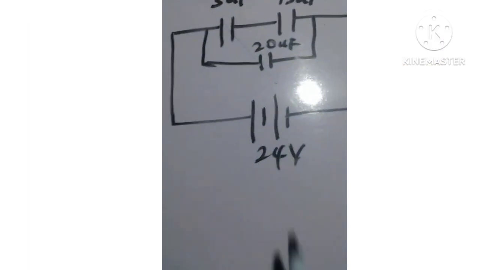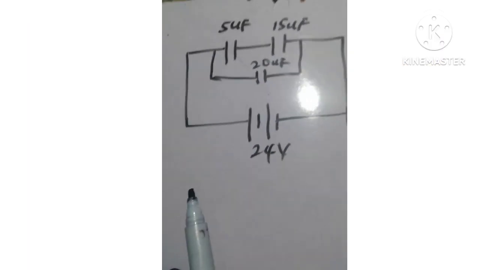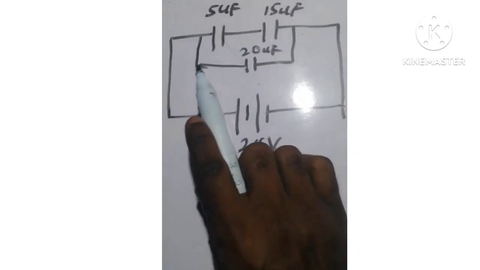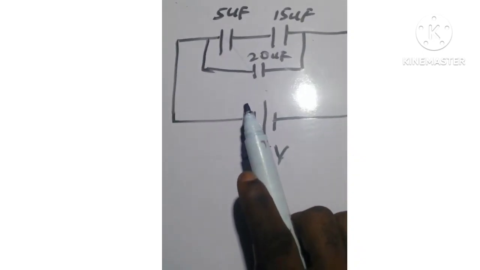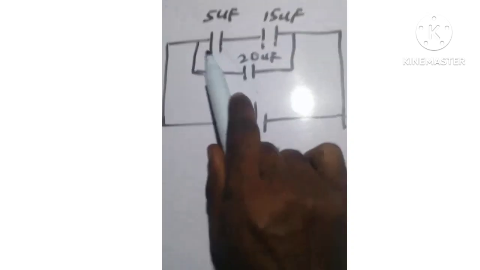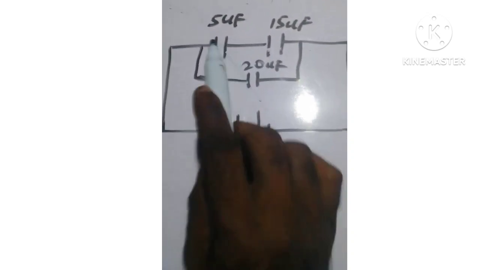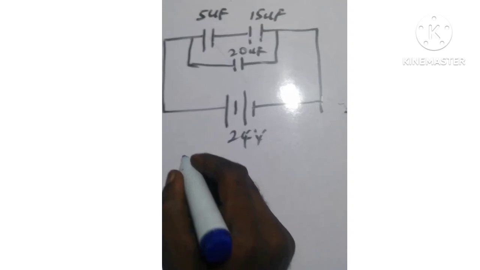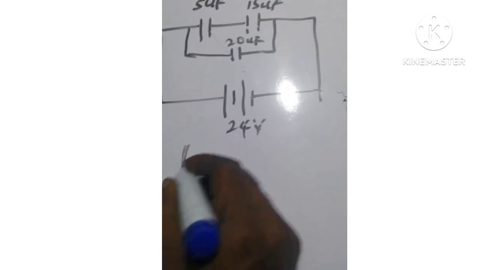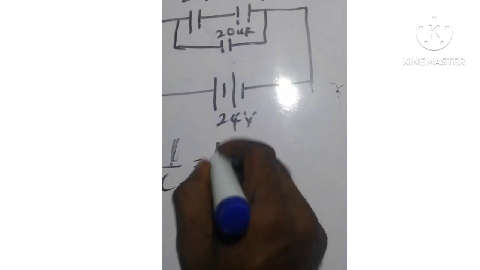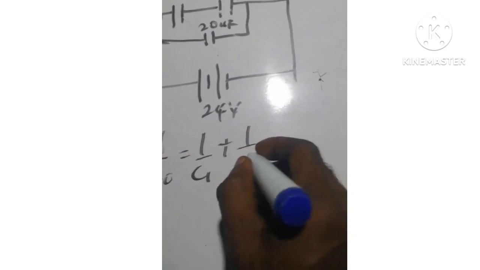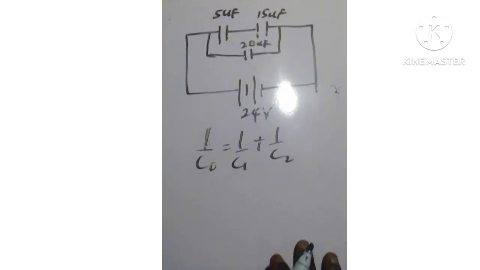If you look at anything like this, the first thing you have to understand is to identify the ones in parallel and the ones in series. Now, at this point, if you look at this, these two are in series. And don't forget that when we say series connection of capacitors, you always have 1 over C0 equals 1 over C1 plus 1 over C2. That's the first thing you have to do.